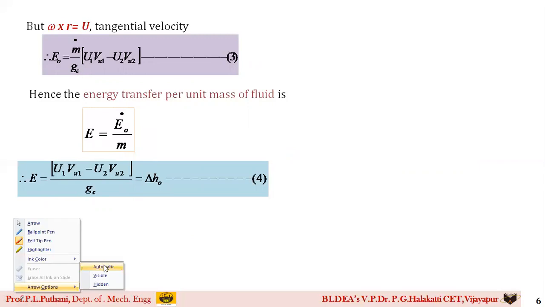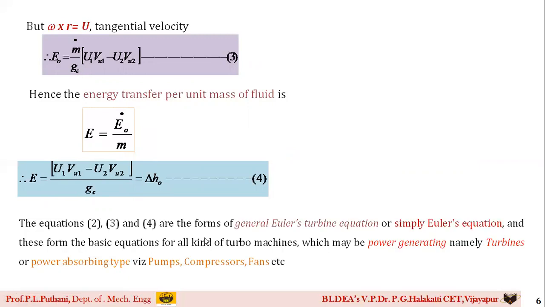So what are the general forms? Equations 2, 3, and 4 are the general forms of Euler's turbine equation, or you can simply say Euler's equation. And these equations we use especially for power generating machines, such as turbines, or for power absorbing machines, especially pumps, compression fans.